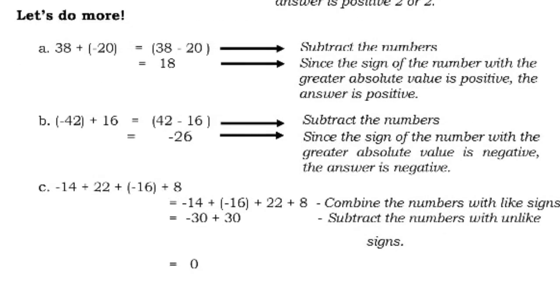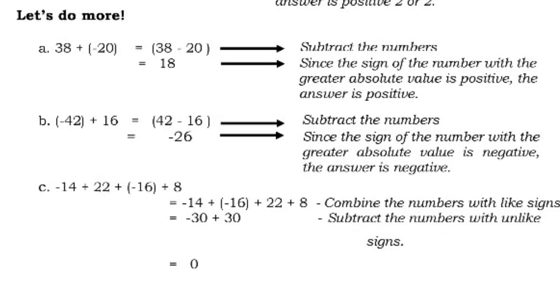Let's do more. A, 38 plus negative 20. You're going to subtract because they have unlike signs. So 38 minus 20 is 18. And between 38 and negative 20, 38 has a greater absolute value. So you're going to use the sign positive. So the answer here is positive 18.